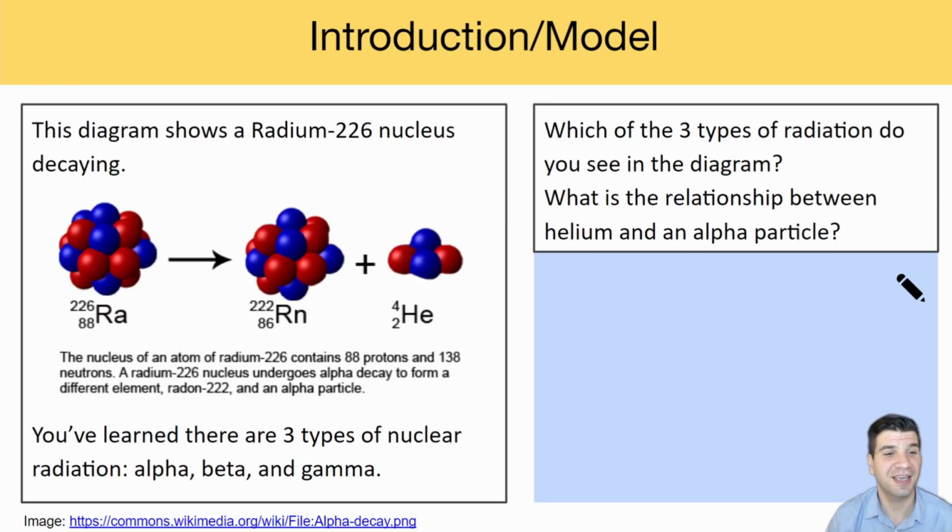So now we see a diagram of a radium-226 nucleus in the process of undergoing radioactive decay. So you can see it starts off as radium and it ends up becoming radon and a helium atom. And if you remember, a high energy helium atom that's whizzing by as something is decaying represents one type of nuclear radiation we've learned about.